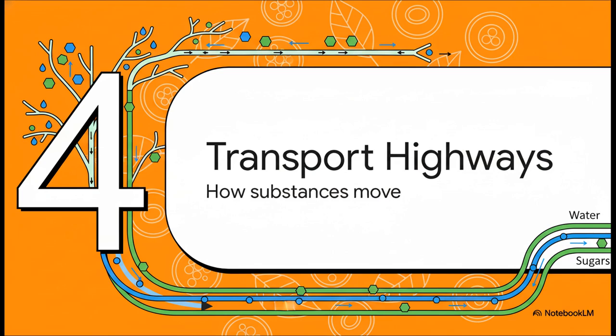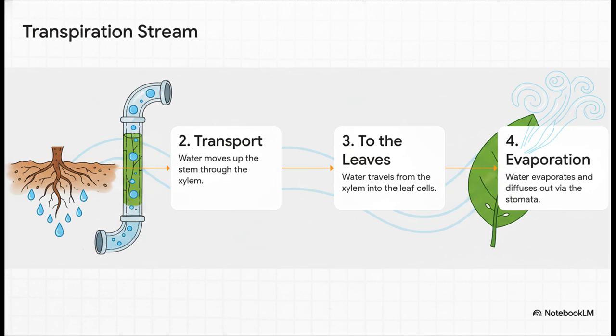Okay, last section. We've seen all the individual parts. Now let's put it all together and see how these transport highways, the xylem and phloem, actually move water and sugar around the plant. This whole journey of water is called the transpiration stream. Let's trace it. Water gets absorbed by the roots. Then it's pulled up through the xylem in the stem. When it gets to the leaves, a tiny bit evaporates and escapes through the stomata. And here's the cool part. That evaporation at the top creates a kind of suction, a tension that literally pulls the whole column of water all the way up from the roots. It's a completely passive, continuous flow.